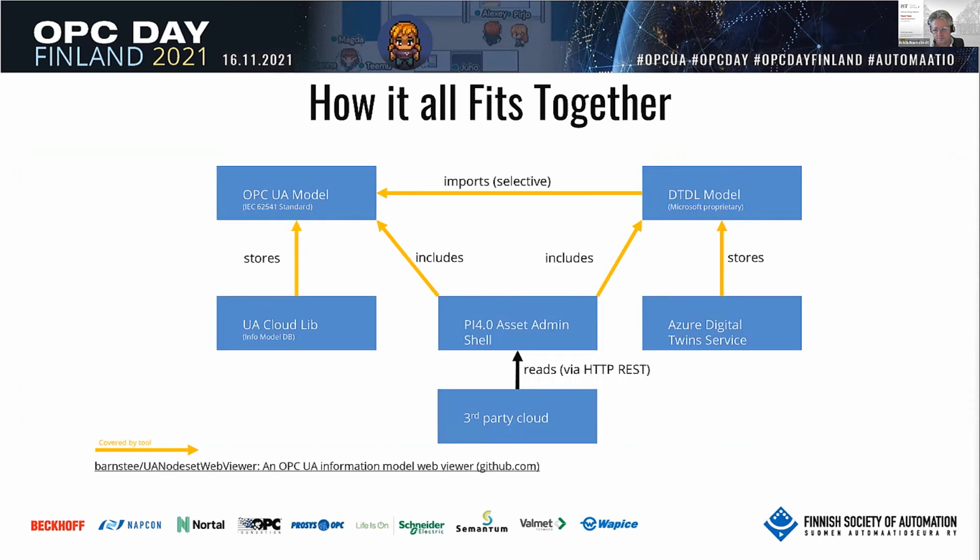So, is there a tool available? Yes, there is. It's called UA Node-set Web Viewer. It's in my GitHub account, and you can use it today to basically do exactly that. It can read an OPC UA model, import selectively some data from it, turn it into a DTDL model, and then store that model in the Azure Digital Twin service.